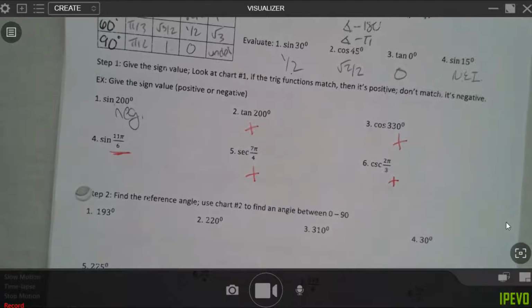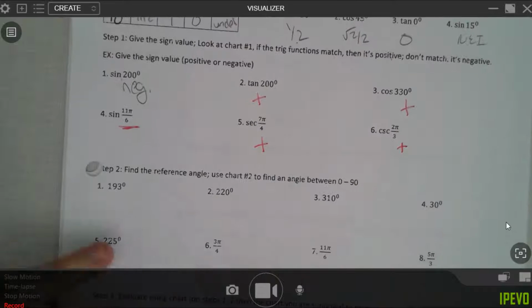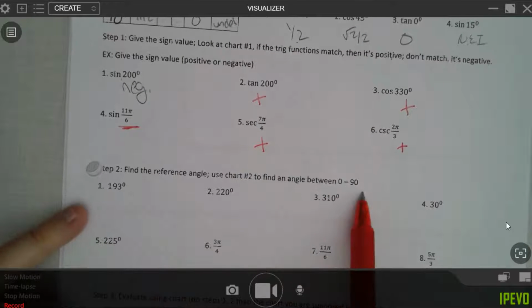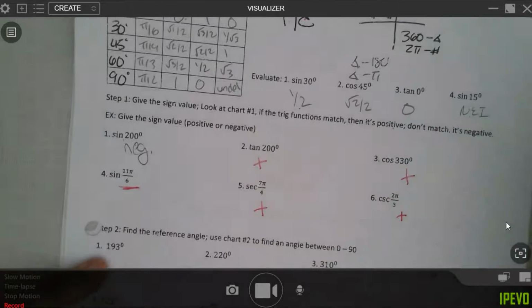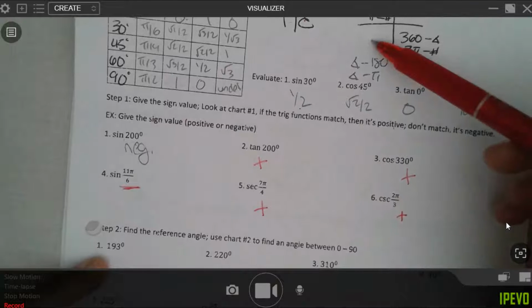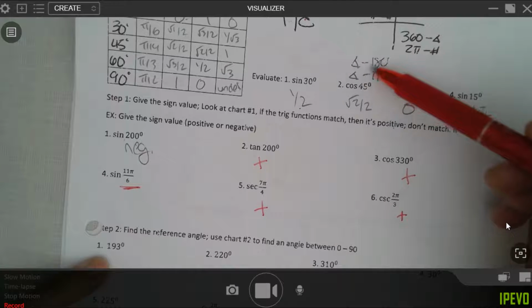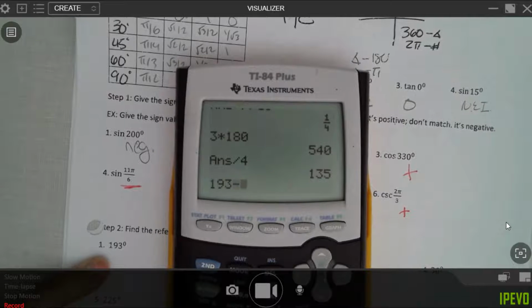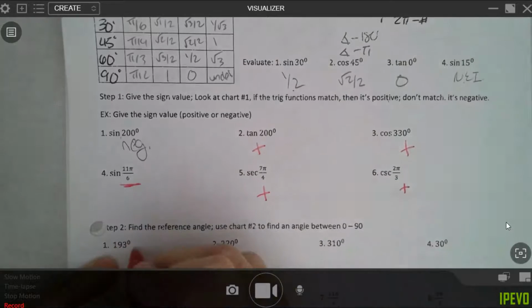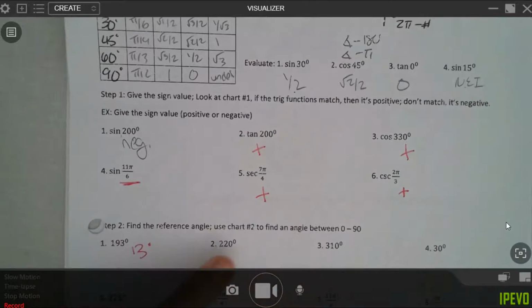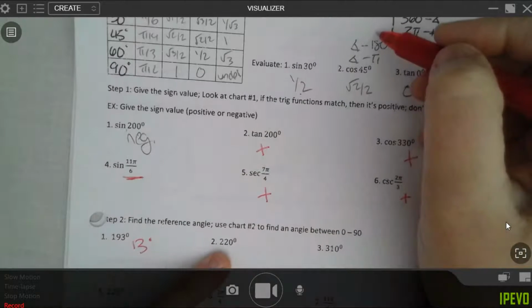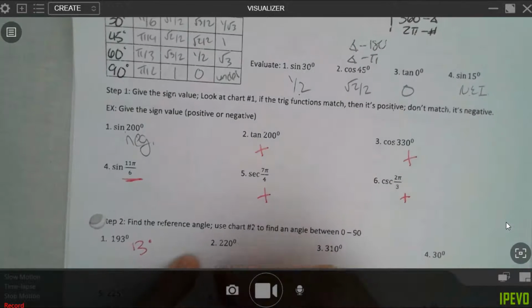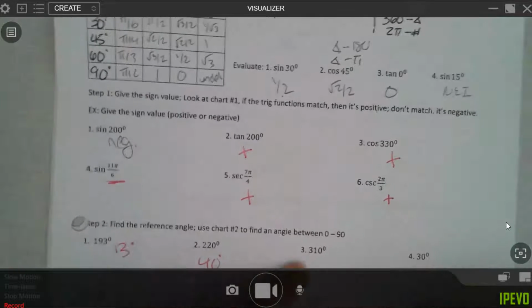So the second thing we need to do is to find a reference angle. We're going to use chart 2 to get an answer between 0 and 90. So like 193 falls into this quadrant. So I'm going to do angle minus 180 to get the answer. You would just do 193 minus 180 in your calculator to get 13 degrees. So 220 falls in the same quadrant. So I'm going to do 220 minus 180 to get 40 degrees.